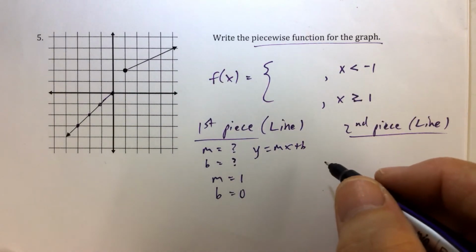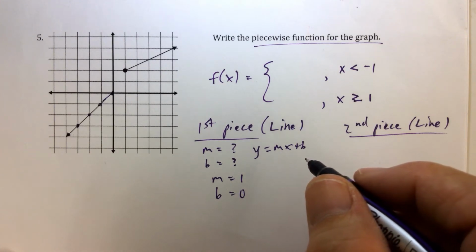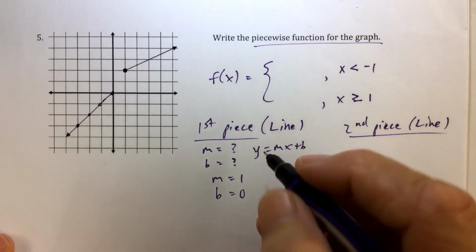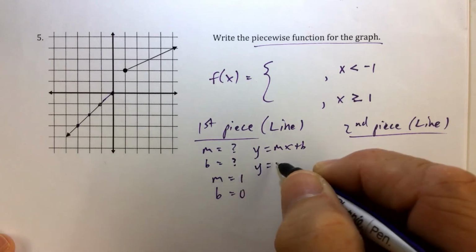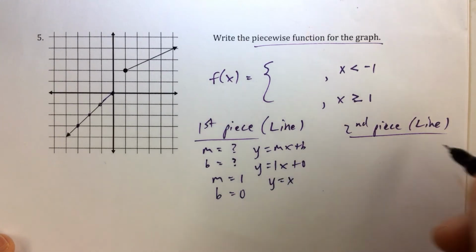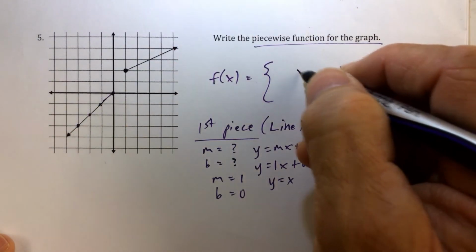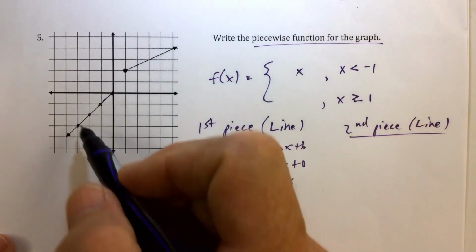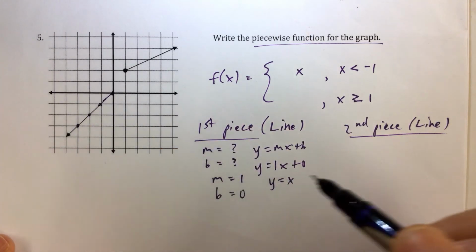You can figure out what the y-intercept is just by observing the line. I'll show you another way to do that in a second. But if we replace m with 1, and the b with 0, basically we get y equals x. So this line is the line y equals x, and so f of x equals x. That would represent the first piece of the piecewise function. You always do the one on the left first.